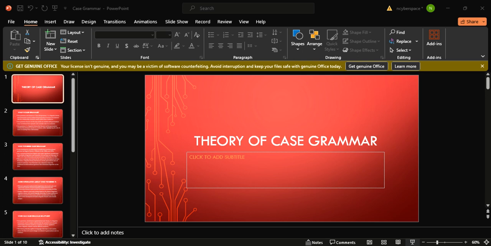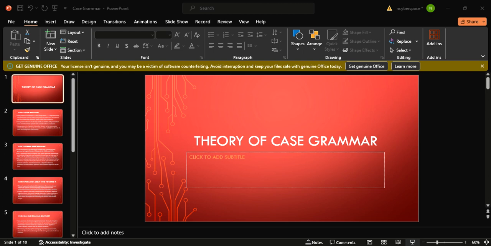Now next is causative. The causative case describes the entity responsible for causing an action. The stormy weather canceled the flight. So according to the sentence, what is the main cause here, or what is the main effect? It canceled the flight due to the stormy weather.